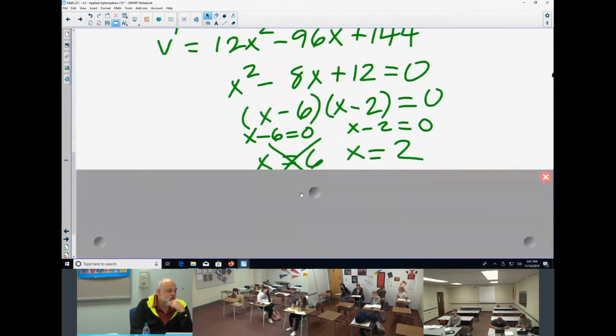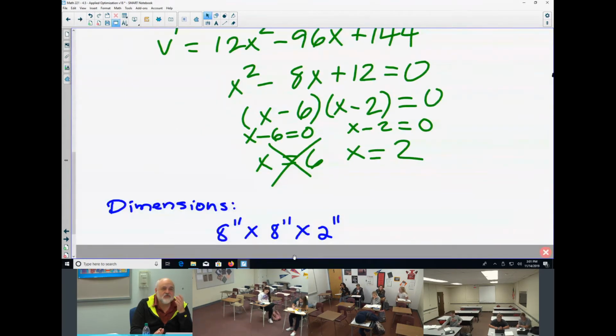And so that will produce the maximum volume from that piece of tin, okay? All right, any questions on that?